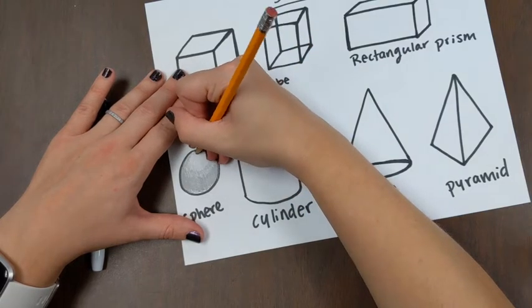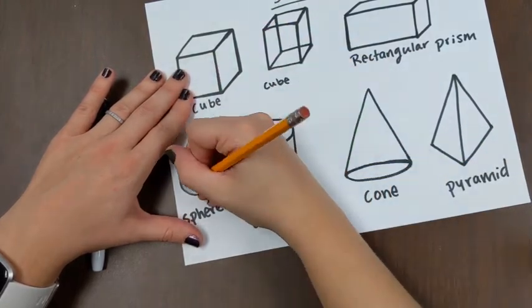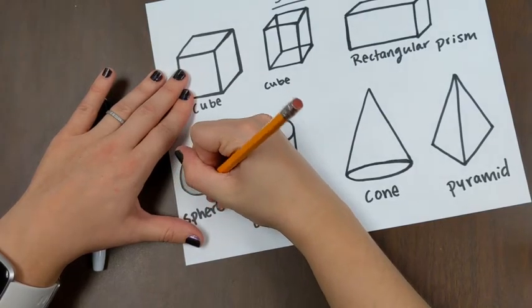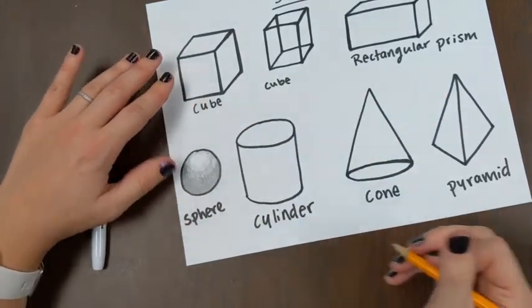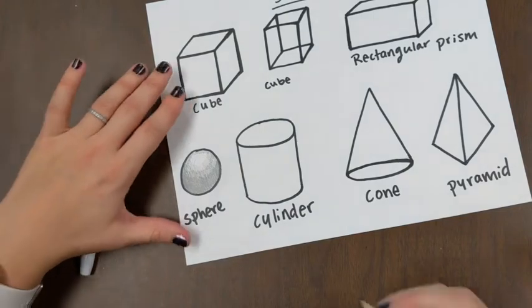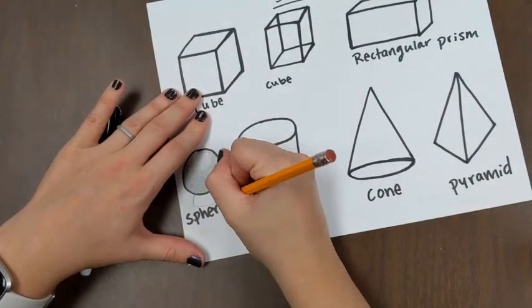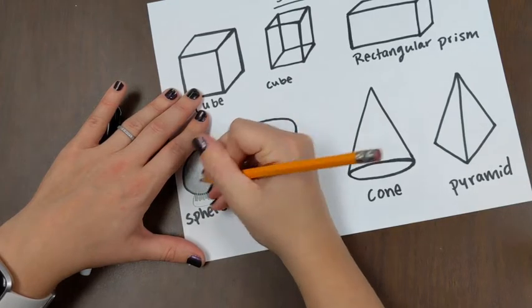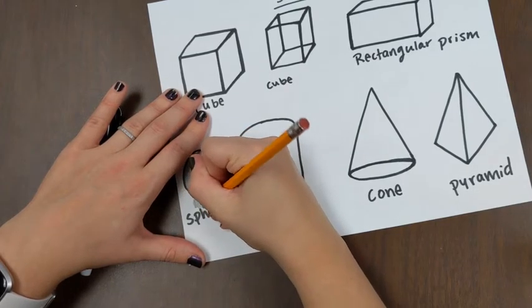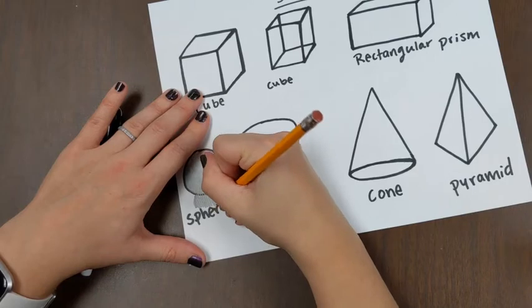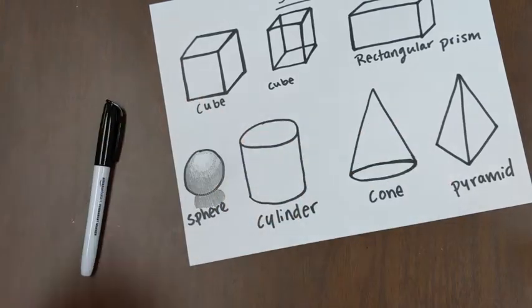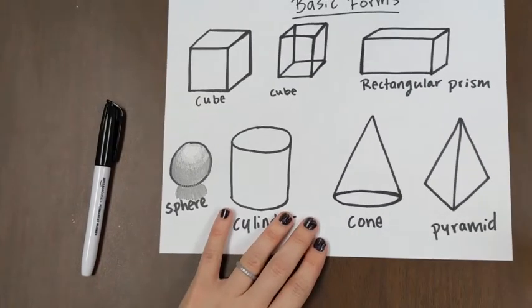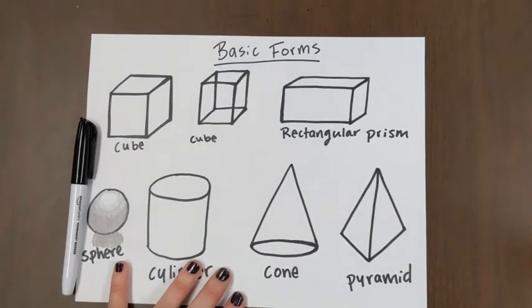Okay, so now I've added some shading here and there into my sphere. And now it looks a lot more like a sphere. Hooray. I would even add a shadow if I really wanted to go even farther with that. Sphere, S-P-H-E-R-E. Okay, so these are some of my basic forms.